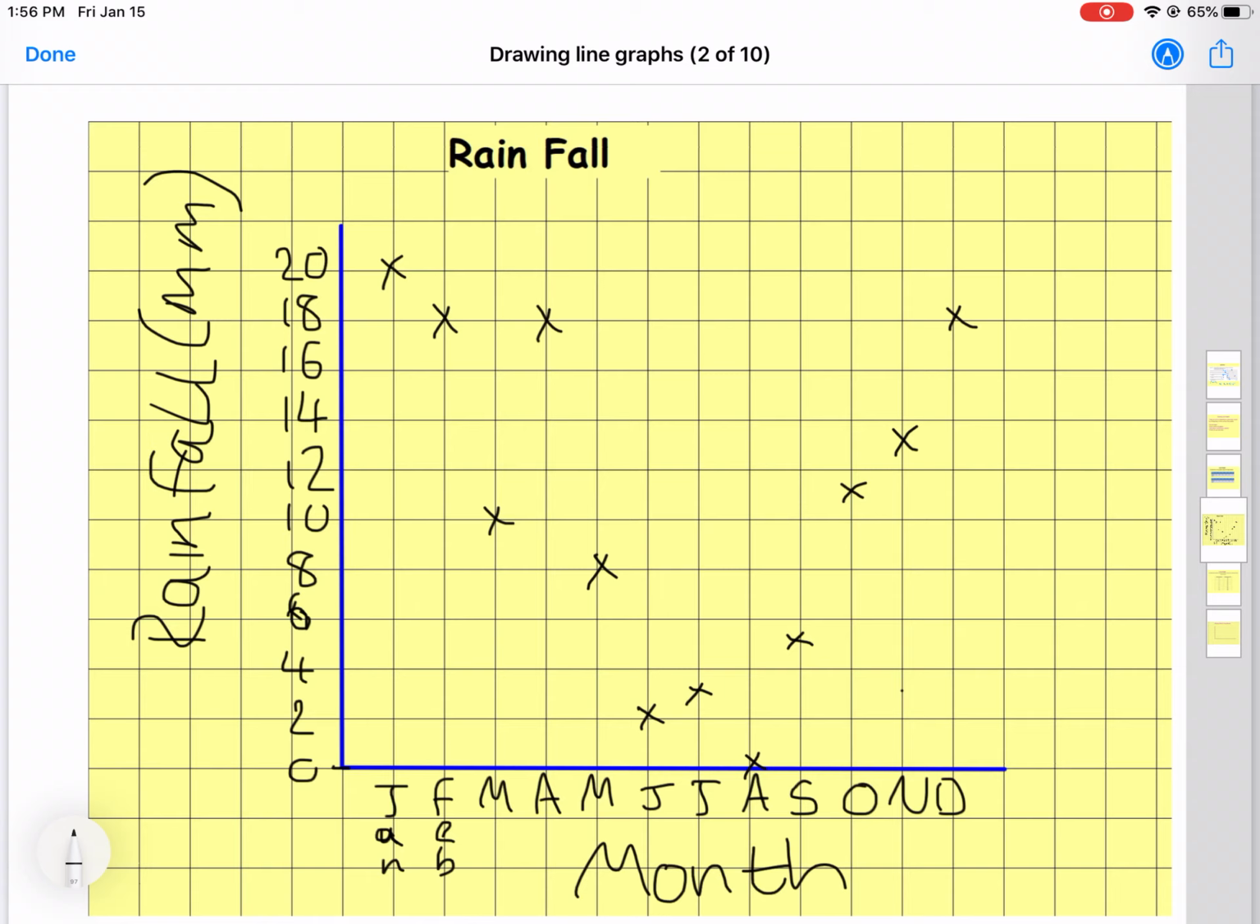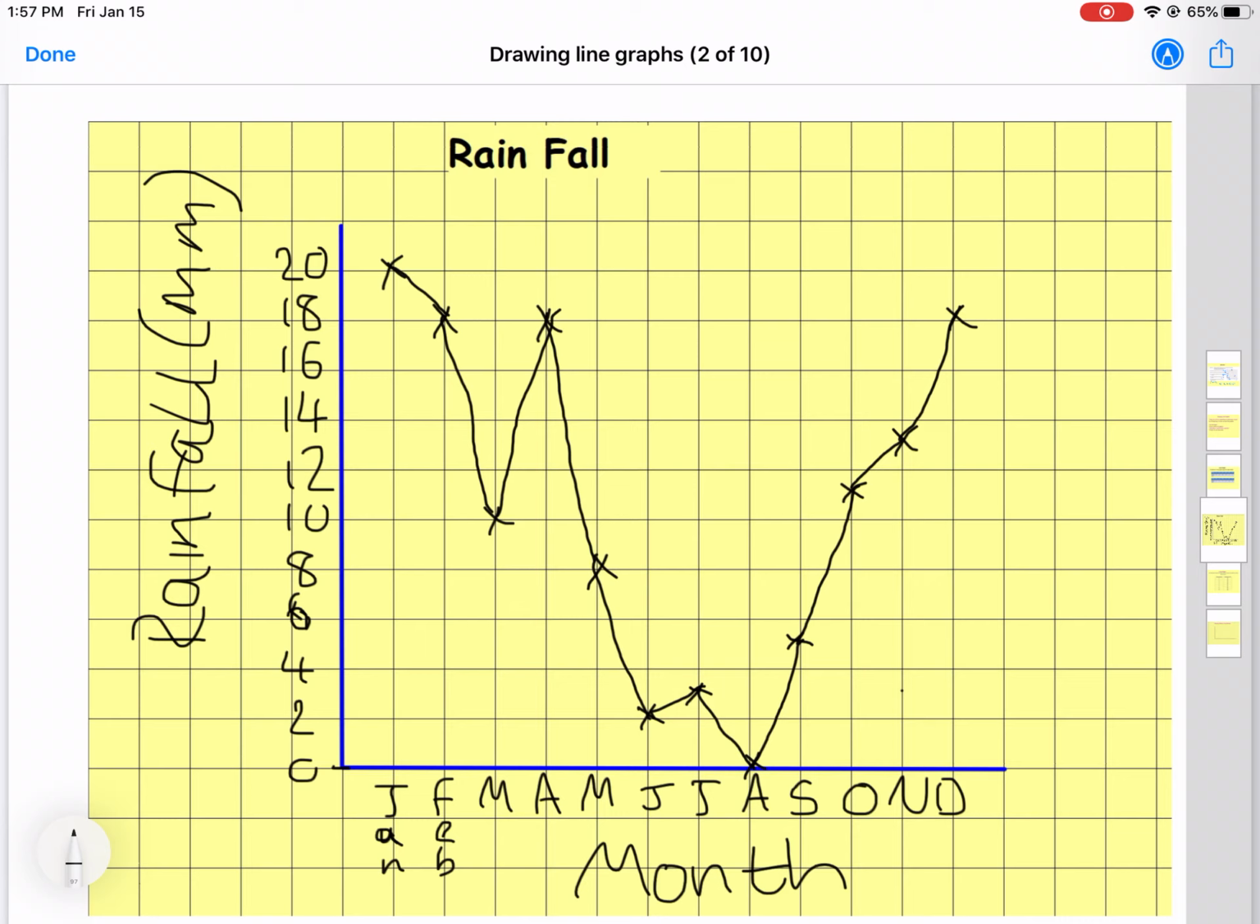Okay, now you can join these up as you go, or you can wait until the end and join them up. If you've got a ruler, then your graph will be a lot neater than mine is. So please try and join these up with a ruler if possible. If not, then you can see I'm just trying my very, very best. I can't put a ruler on the screen, which is a pain, but I'm just trying my very best to get them as straight as possible. And we're just joining up the middle of the X's to create the line graph.